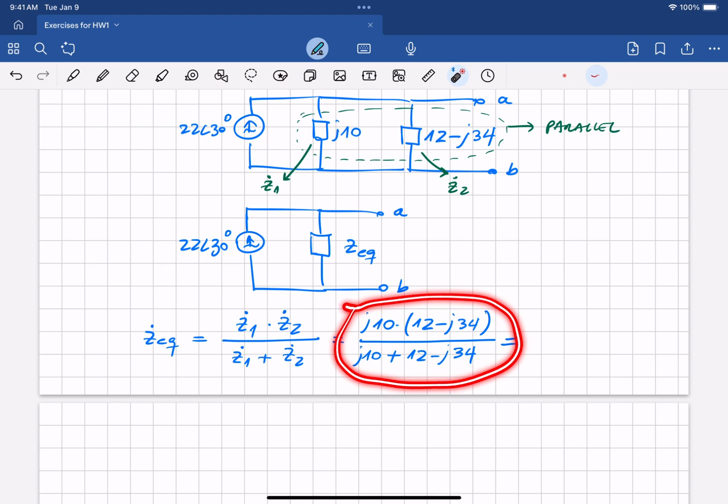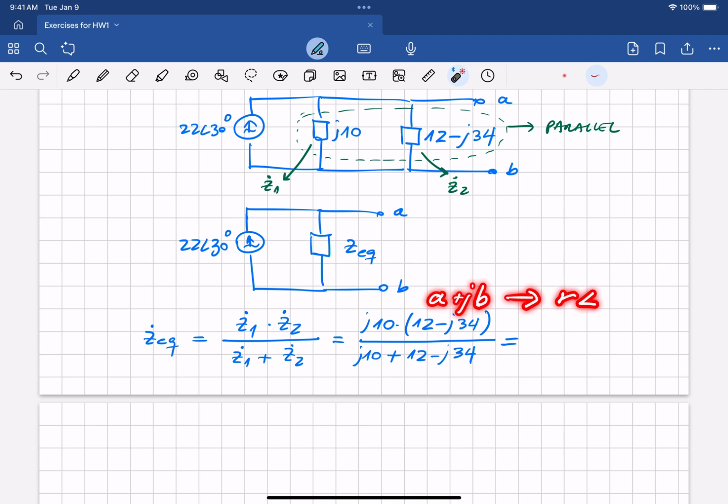In general, we're going to be talking about these complex numbers in rectangular form, meaning real and imaginary part. So A plus JB, that would be the rectangular form. Or the other way to talk about complex numbers is with a module and an angle. Just like the current source here, right? That's in polar form, but it's still a complex number.